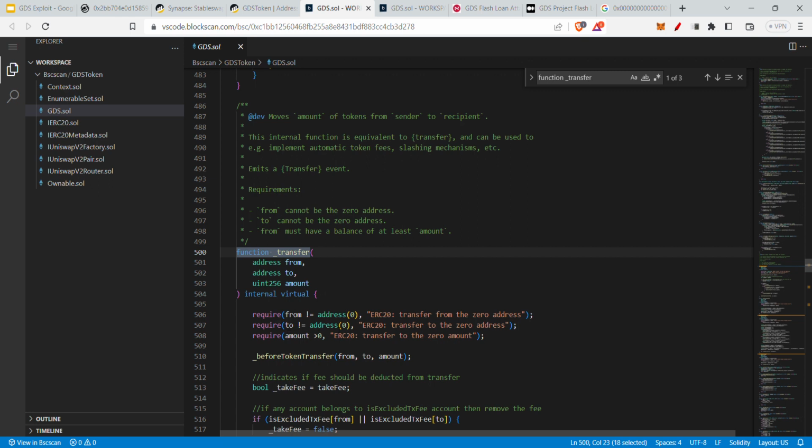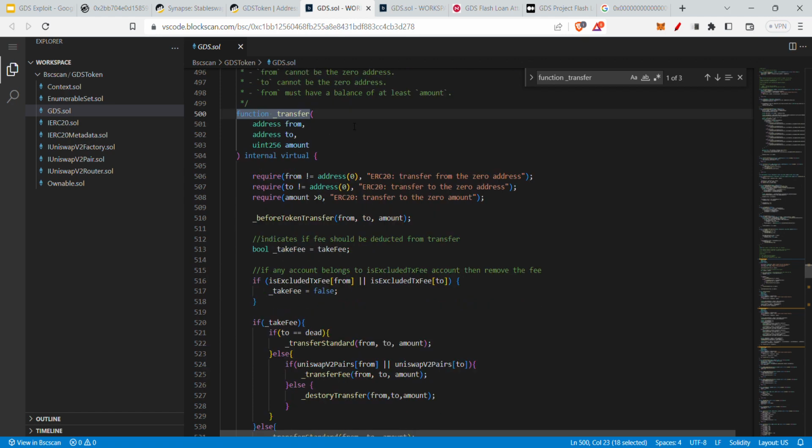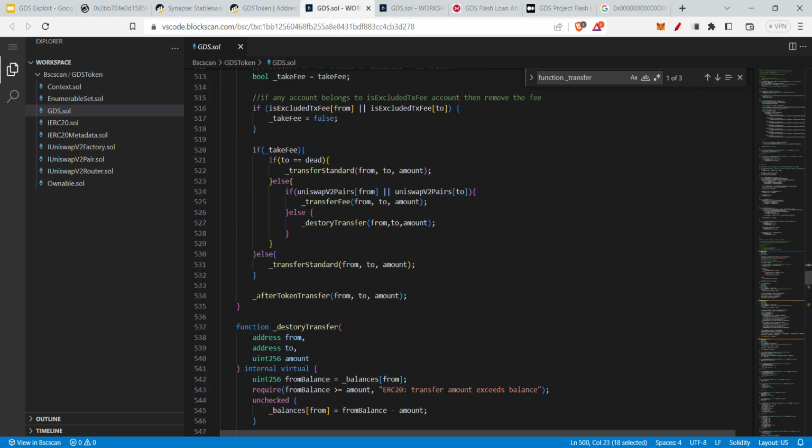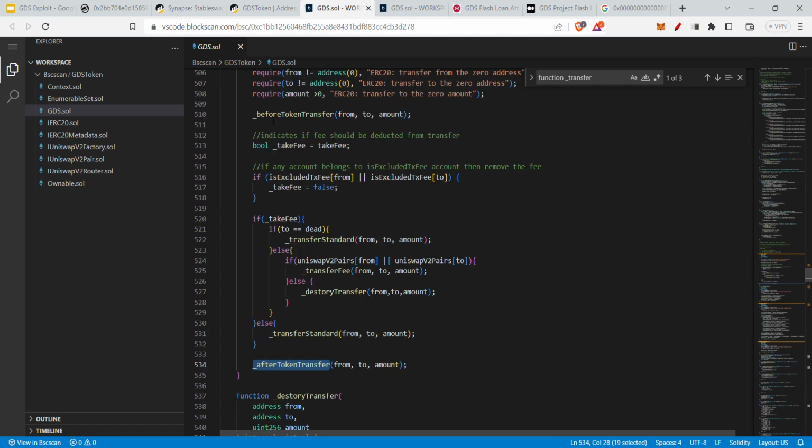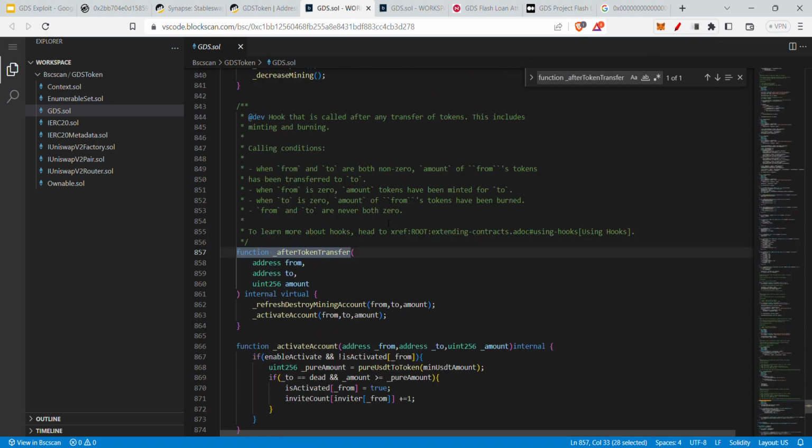Require 2 not equal to address 0, nor from not equal to address 0. Remember that date address is not address 0, so this passes. And if we scroll down all the way, this is the issue, right? So it calls all this function over here, and then it calls after token transfer. So let's look at after token transfer.